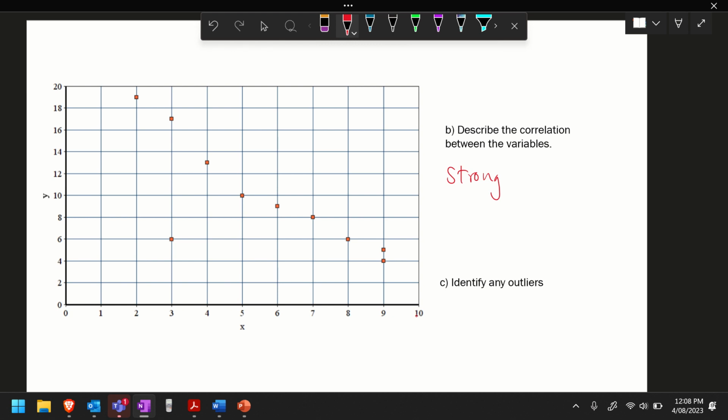So strong, and Attila said negative. Good. Strong, negative. What's the last word? Correlation. Make sure you put that in. Identify any outliers. Okay, let's see. Chris, what's the outlier here? So the one that doesn't belong. Which one is it? 3, 6. So, yep, we'll put in brackets 3, 6. That one right there is an outlier.